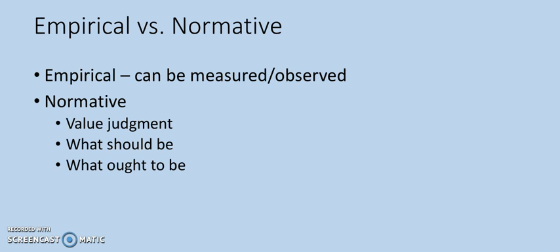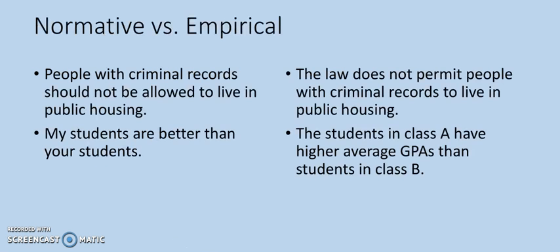And maybe you read some research papers, and maybe at the very end of the paper they might make a suggestion for public policy, but overall they're trying to present their information in such a way that it's empirical, that it can be measured or observed. So a few examples of this. On the left column is a normative statement, on the right is an empirical one.